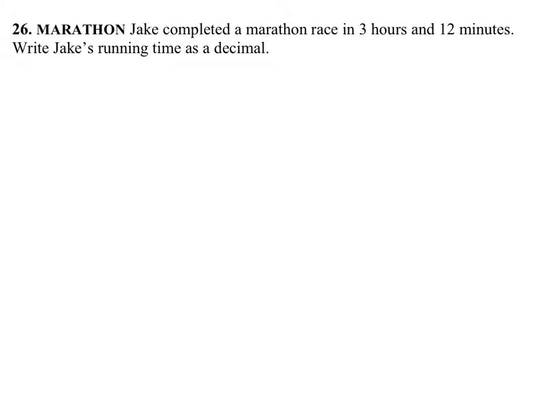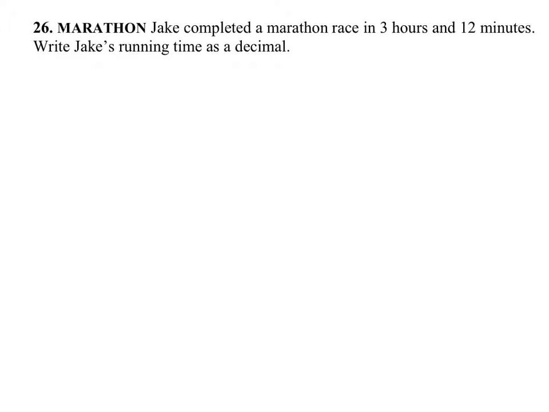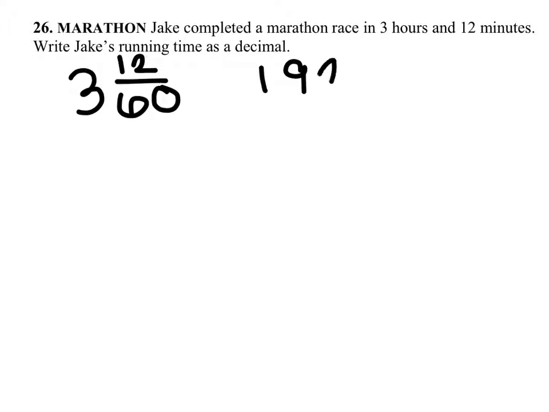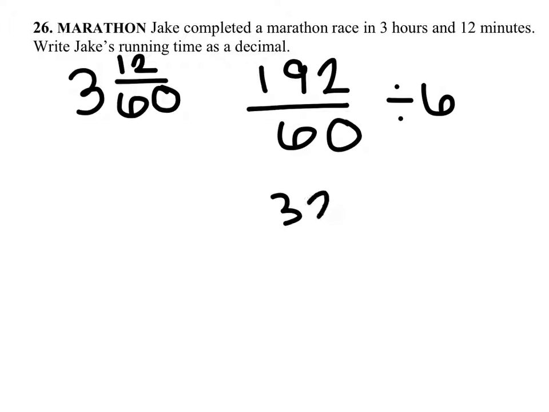Okay. So it's 3 hours, and then it's 12 minutes, but there's 60 minutes in an hour, not 100. And then that makes it 192 over 60. And then if you divide that by 6, that's 32 over 10. And then that divided by 2 is 16 over 5.